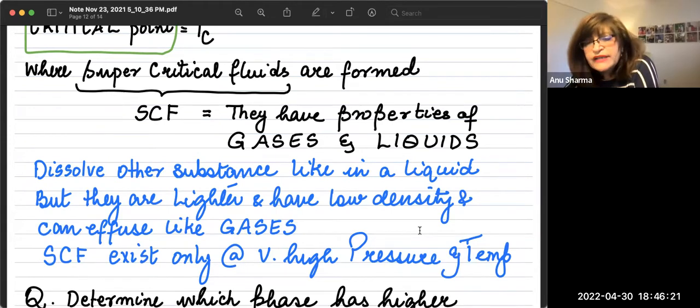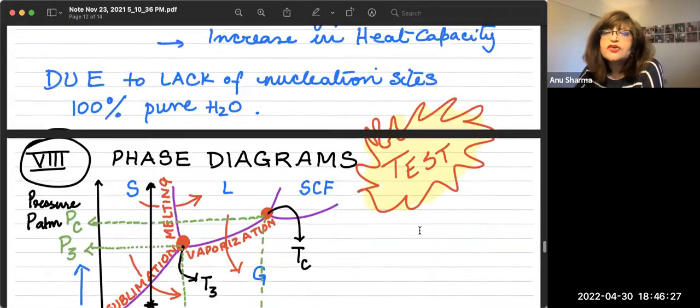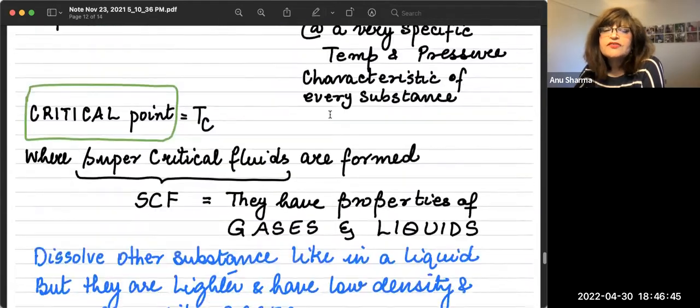So the only thing is that supercritical fluids only exist at very high pressure and a very high temperature. Obviously, far beyond our normal conditions. It's a very scary kind of phenomenon, but at extremely high pressure and extremely high temperature, it is possible to attain supercritical fluids. Okay, so that's one thing.